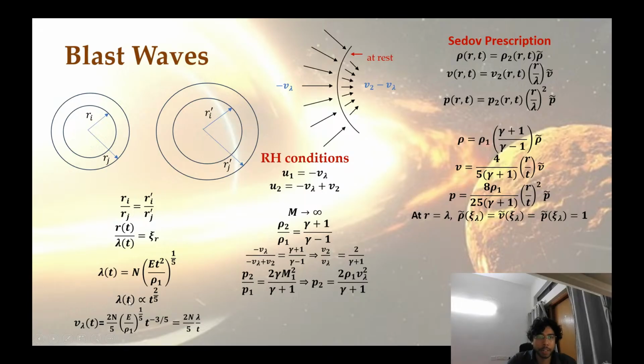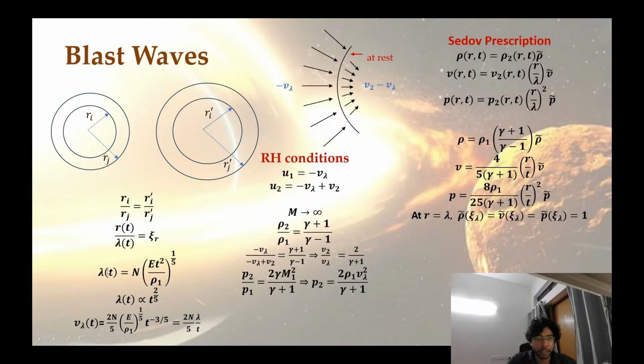So the shock wave expands with time. This is the radius of the shock wave, and how it changes with time: as t to the power of 2 by 5. Now, similarly, if you calculate v lambda, you just take the derivative d lambda dt of this expression with respect to time, so you will get something like this, right? So the t to the 2 by 5 derivative is 2 by 5 t to the power of minus 3 by 5. This is what you get, and this can be expressed as 2n by 5 lambda by t.